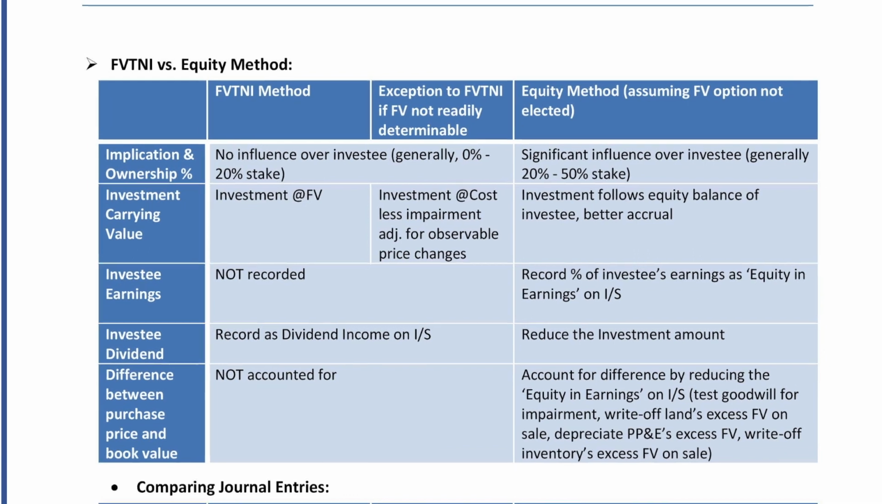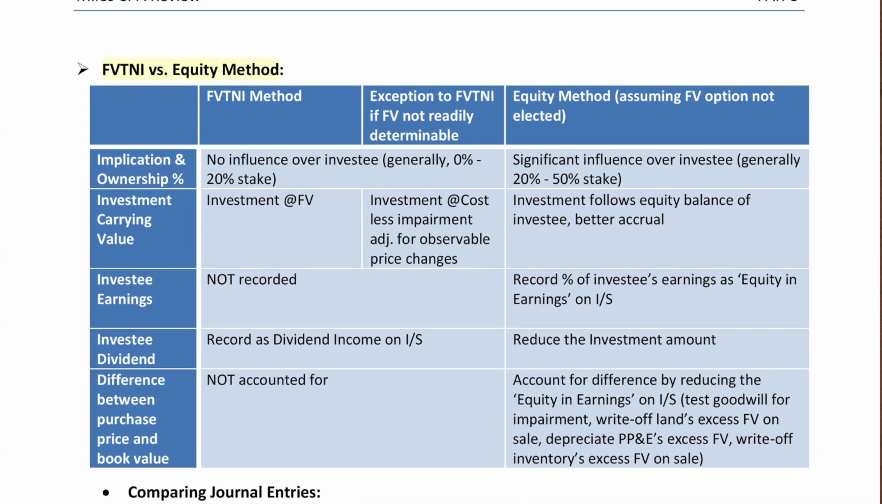Move to page 7, where we're going to compare fair value through net income versus the equity method. We know that the fair value through net income method is used when the investor has no influence over the investee. Generally, we're talking about a less than 20% stake. Equity method is used when the investor has significant influence over the investee, generally a 20 to 50% stake.